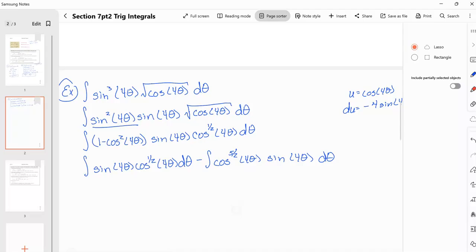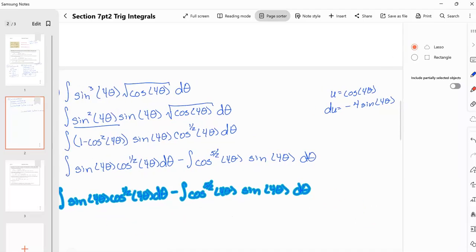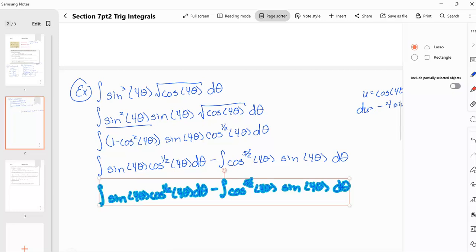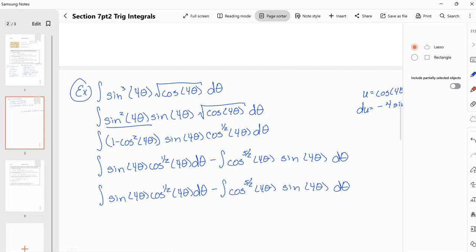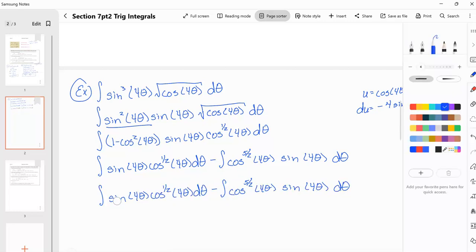So I'm going to rewrite that step, and I'm going to cheat a little bit and use my technology to let me rewrite this a little quicker than just literally rewriting. Copy, paste. Now all I'm going to do is change the order of that first one. So this is going to say cosine to the 1/2 of 4 theta times sine of 4 theta d theta.